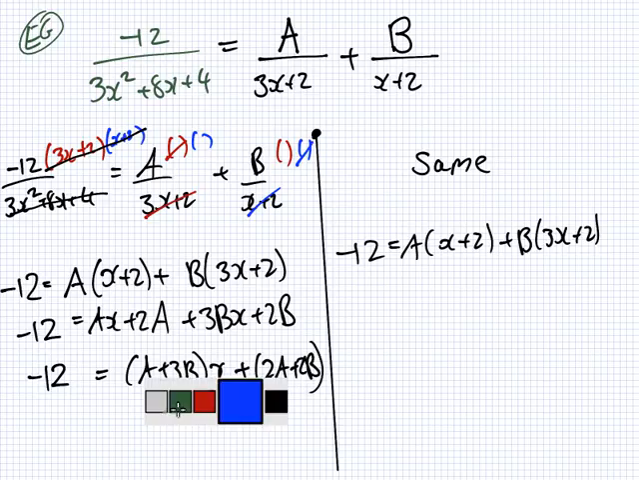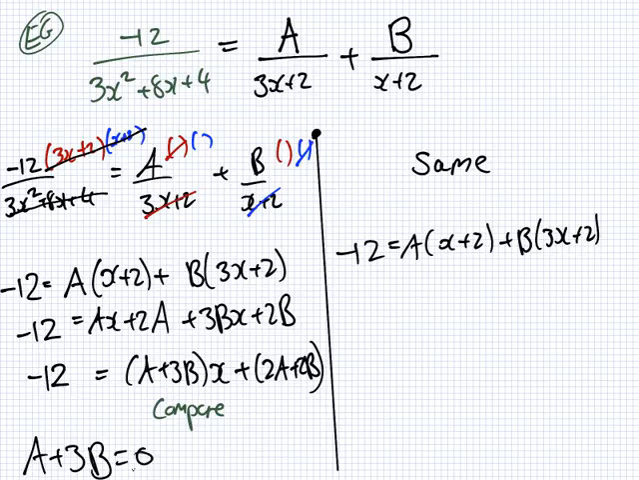And then in this method you compare. If you look at the right, you have x. Do you have an x on the left? No. So a plus 3b must be 0, because there's an x on the right, but there isn't an x on the left. Do you have a number on the left? Yes. And do you have a number on the right? Yeah. So you must have 2a plus 2b equals minus 12.